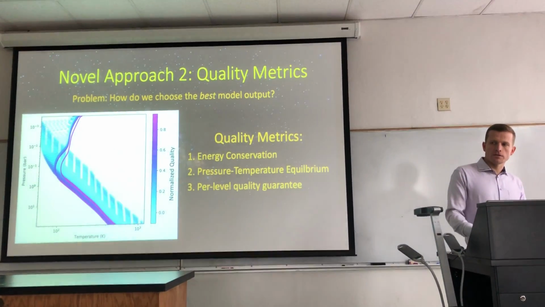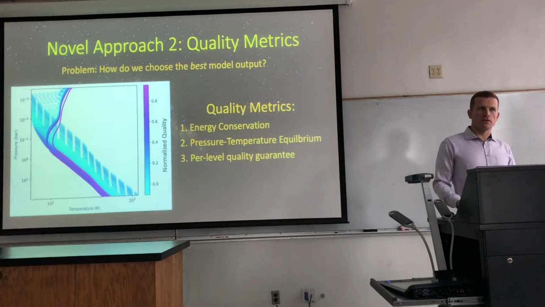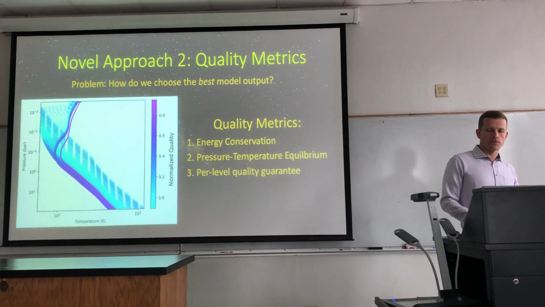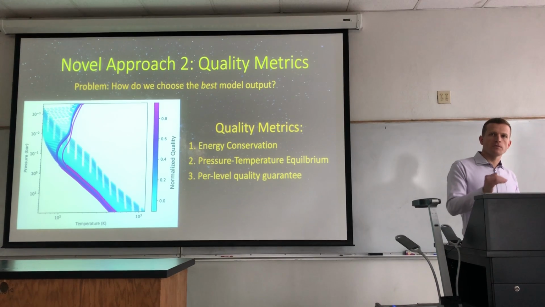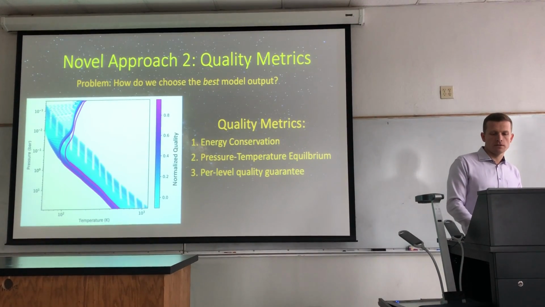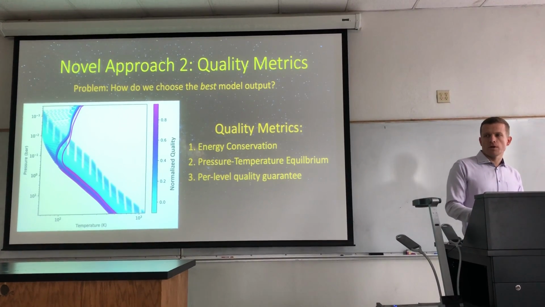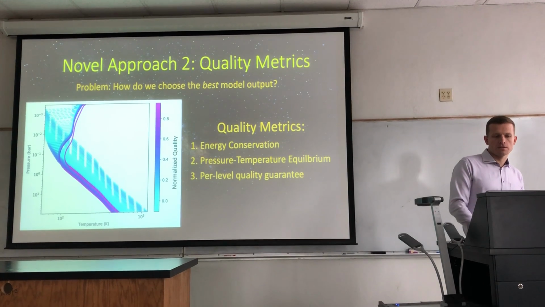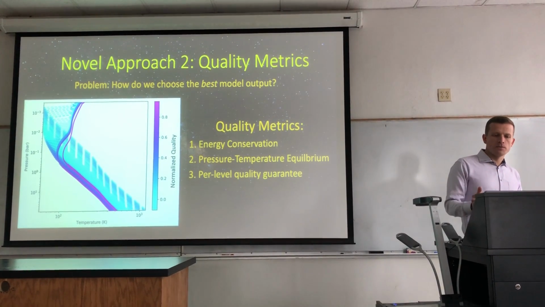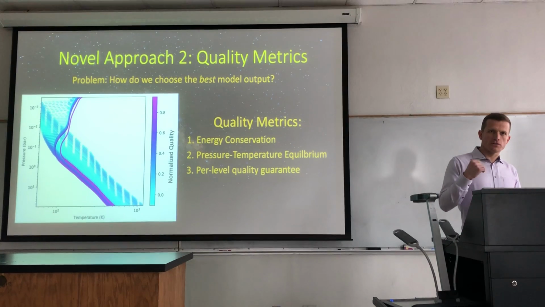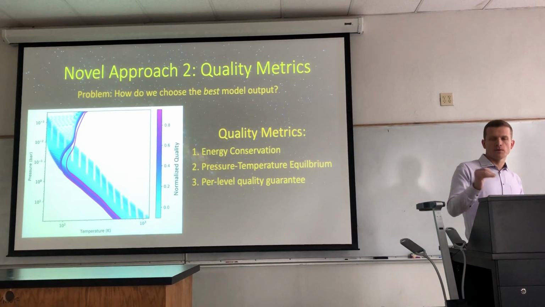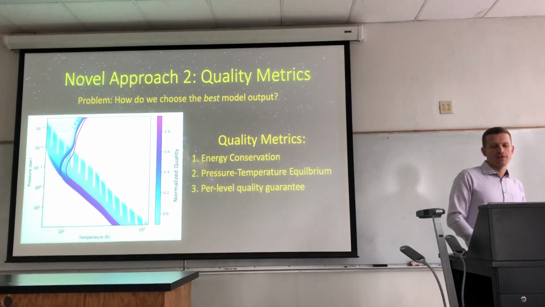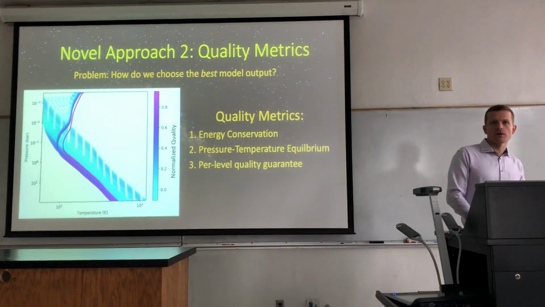There's an energy conservation metric, so this is just making sure that no energy is created or destroyed. And then pressure temperature equilibrium. So again, at every level, making sure that it's physically realistic. And so at every level, we also have a guarantee for both of those metrics that if it dips below 90% quality, where this color bar is showing 0 to 1 as the quality, then we flag that model as rejected.